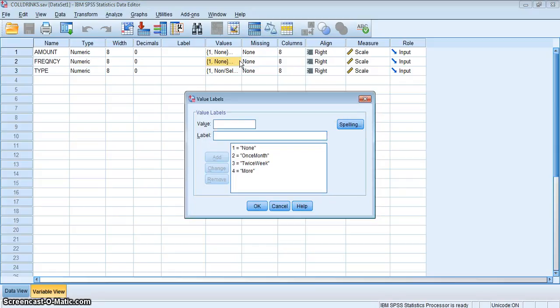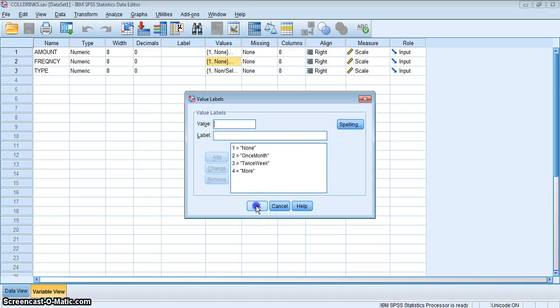Let's see if I can open that up. There you go. So this is data that was taken from a survey at the University of Arizona asking students about drinking. So this frequency question, they had 4 options when they answered the question. How frequently do you drink? None. They never drink is number 1. Once a month, number 2. Twice. I think number 3 is actually twice or 3 times a week. And then 4 is more than that.